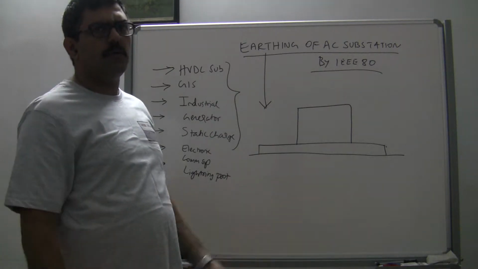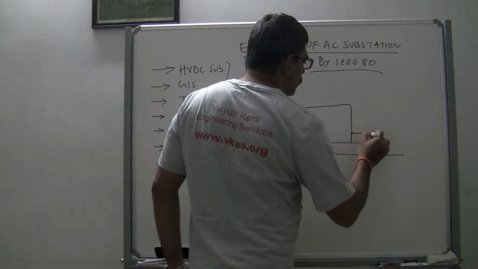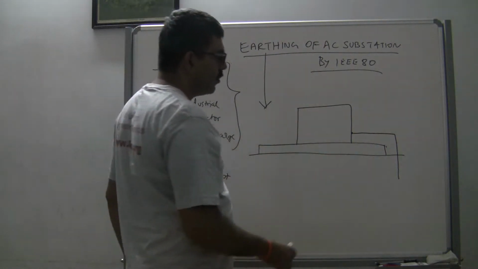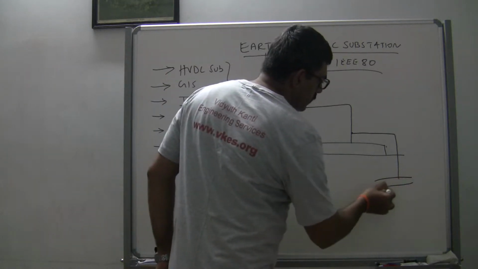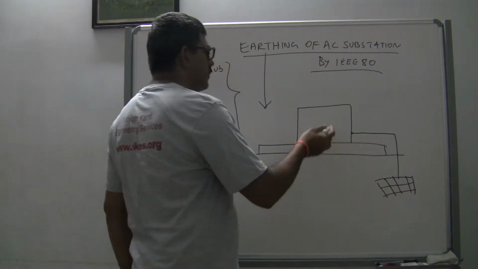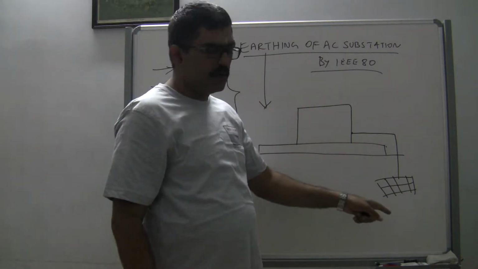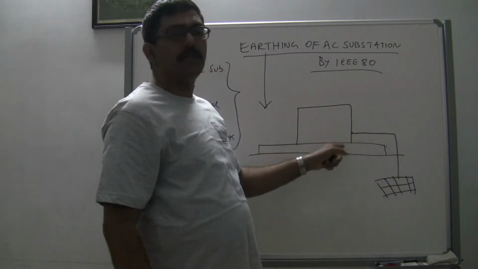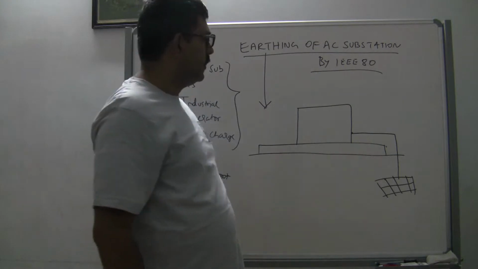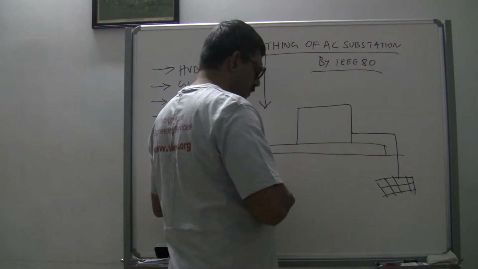Then what are we talking about earthing? We connect one more metal strip to one more metal grid below the ground. Basically what we are doing is the metal above the ground is connected to the metal below the ground with the help of one more metal strip. So metal to metal via a metal.